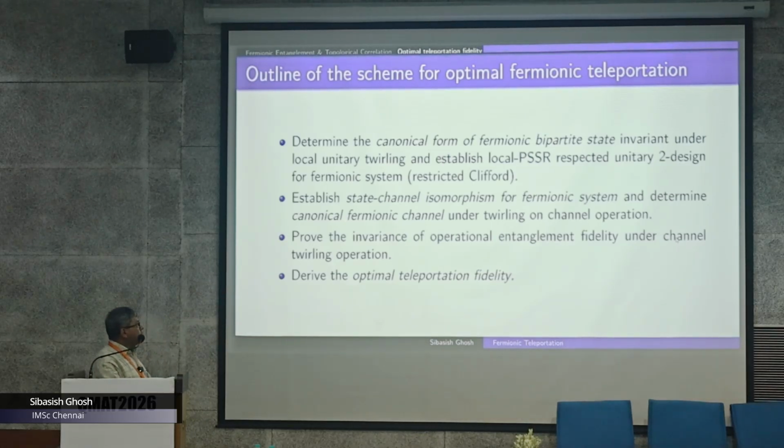Okay, so you look for this canonical form, but of course the twirling operation should be local PSSR respecting. What you need to do is this unitary 2-design, and then establish this state-channel isomorphism, because teleportation is a channel action. So through this Choi-Jamiołkowski isomorphism, you can also figure out the channel, right? And then this will determine the canonical fermionic channel under this twirling. Okay, and then you should look for the invariance of this operational entanglement fidelity under channel twirling operation, and this will give rise to this optimal teleportation fidelity.